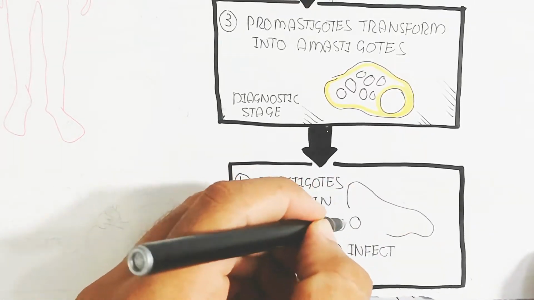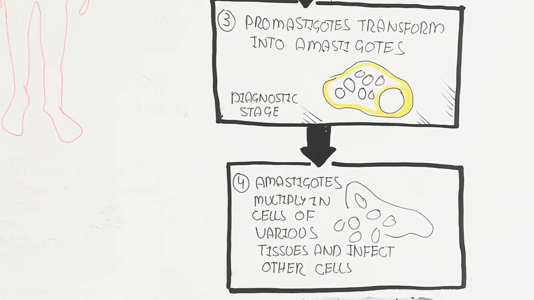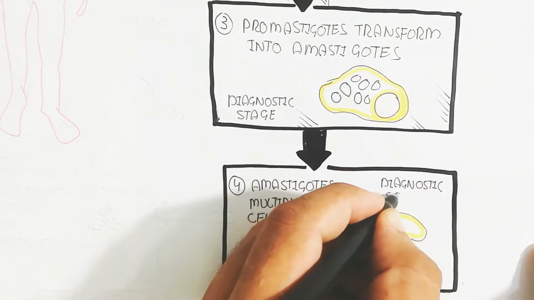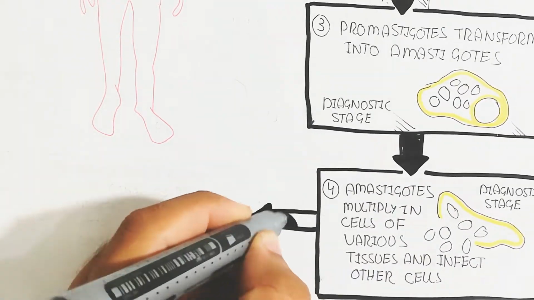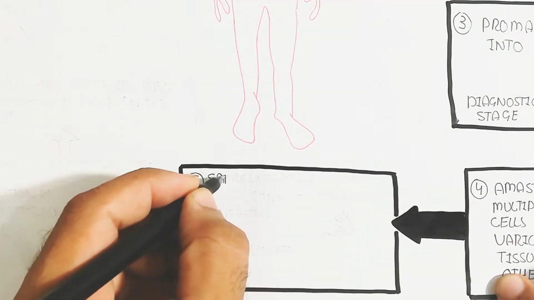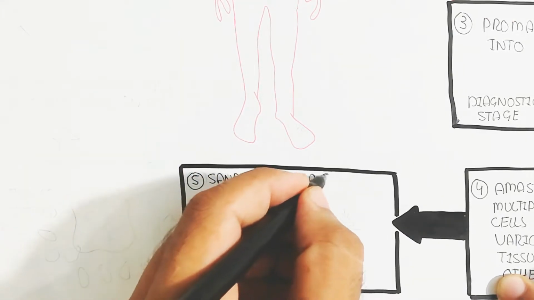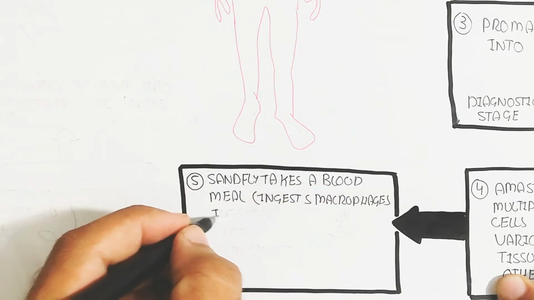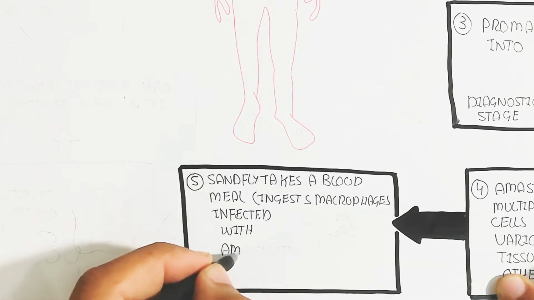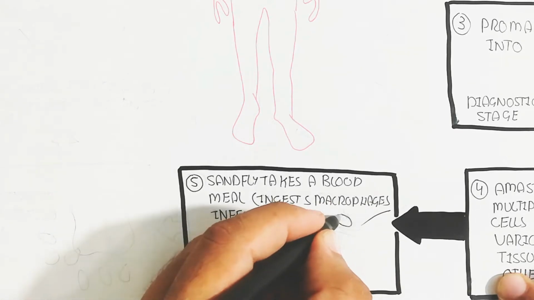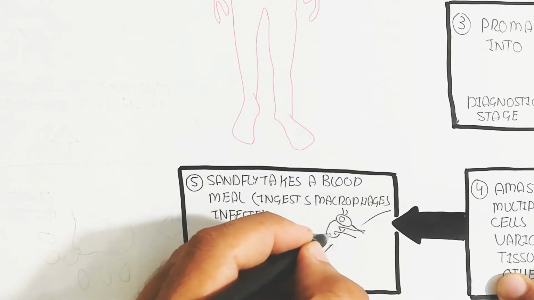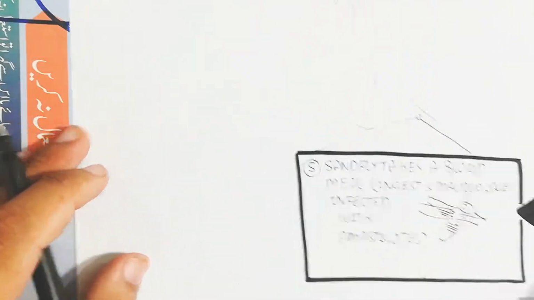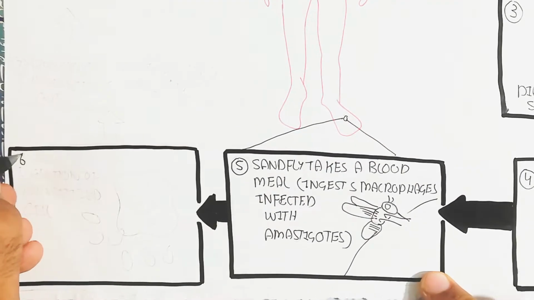The fifth stage is that the sandfly takes a blood meal again and ingests macrophages infected with amastigotes into the sandfly. In this way, when the sandfly takes the blood from the human, the ingestion of the parasitized cell, the macrophage, will rupture and release the amastigotes into the digestive system of the sandfly. So this is the sixth step.